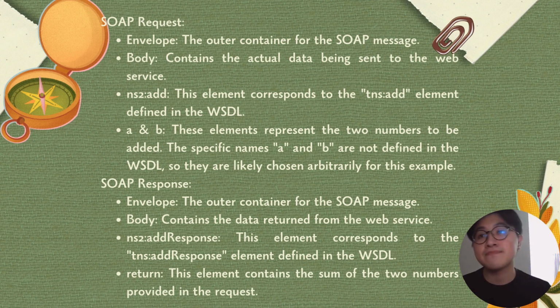arbitrarily for this example. For the SOAP response, the envelope is the outer container for the SOAP message, and the body contains the data returned from the web service. This element corresponds to the tns:addResponse element defined in the WSDL. This element contains the sum of the two numbers provided in the request. In summary, the WSDL file acts as a blueprint for the SOAP message. The SOAP request and response adhere to the structure defined by the WSDL, sending and receiving the correct elements and data. This allows the web service to understand the request and generate an appropriate response.